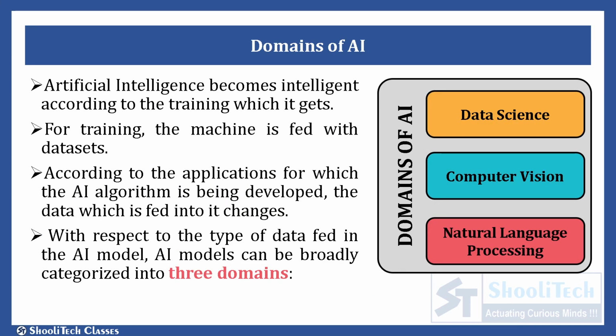Just think, when does a machine become intelligent? Well, it becomes intelligent when it gets training from data, right? So for that training purpose, we provide a lot of data to the machine. We provide data as per the format the system requires, whether it be images, text, numerical figures, sounds, or any other kind of data. And now, depending on the kind of data we provide, AI is categorized into three different domains: data science, computer vision, and natural language processing.